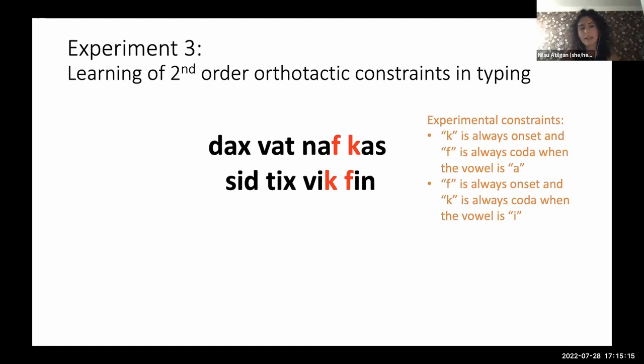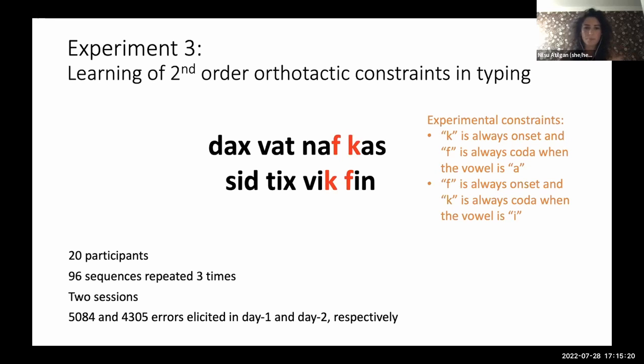For this experiment, again, participants hear these and type them. The specifics: there were 20 participants, again 96 sequences repeated 3 times. This time, the most important difference is that they were tested in 2 sessions, completed on 2 different days. On the first day, they elicited a little over 5,000 errors, and on the second day, around 4,300 errors. Again, as a reminder, these are much higher error rates than the spoken production studies.